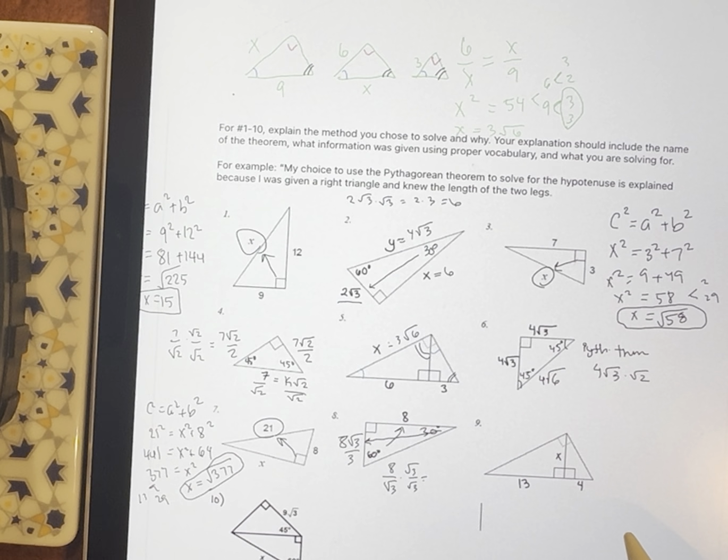Then, to get the hypotenuse, I have to multiply this by 2. From the short leg to the hypotenuse is just times 2. So it becomes 16 rad 3 over 3.